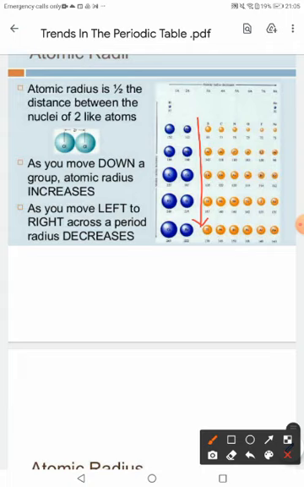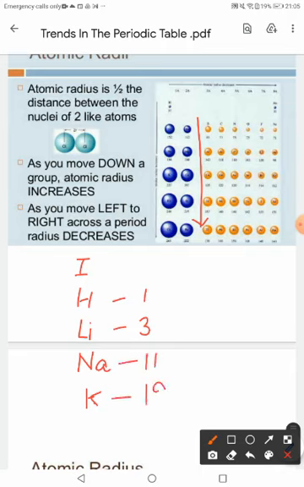Let us take a group first. Suppose we are taking the first group. The first group will have elements hydrogen, lithium, sodium and potassium, with atomic numbers 1, 3, 11 and 19. There are other elements also, but we are taking these 4 elements as an example.